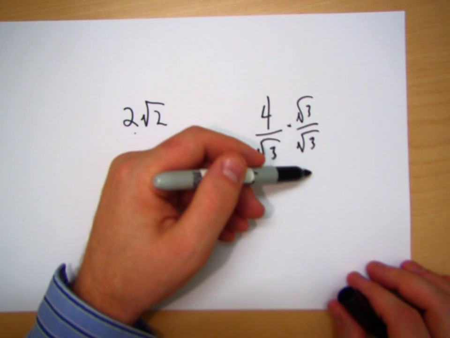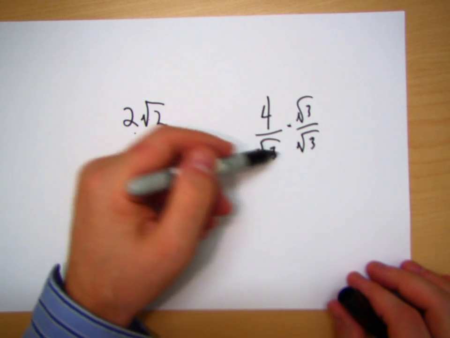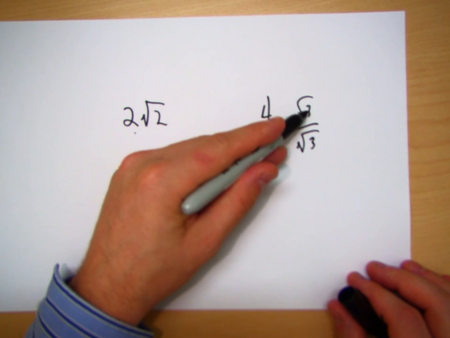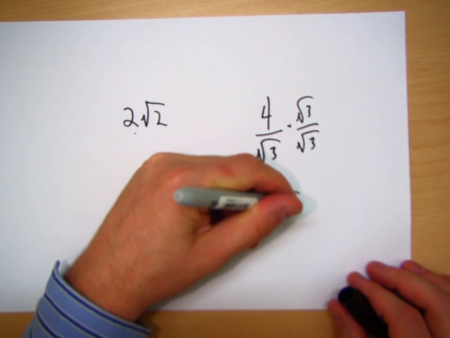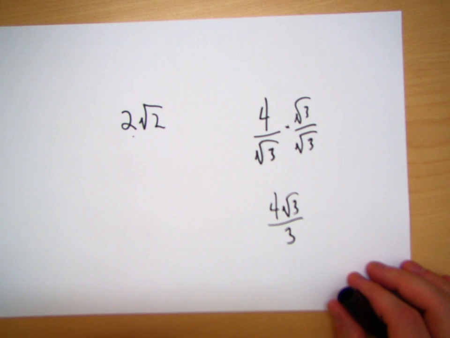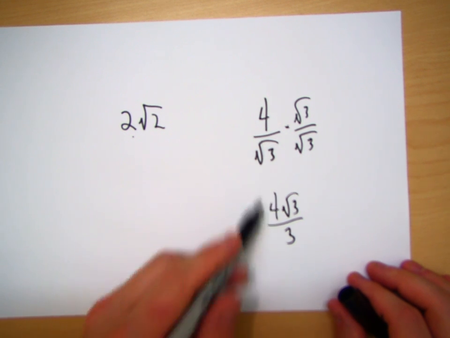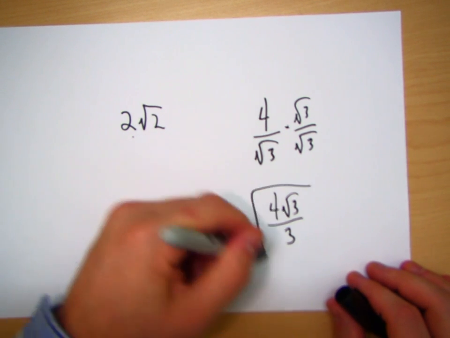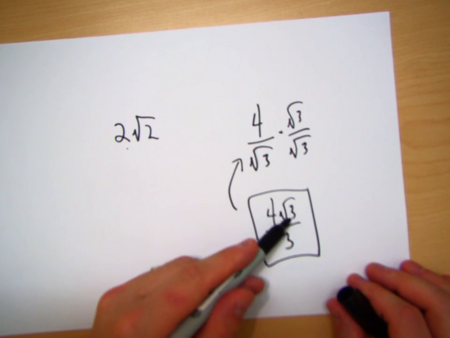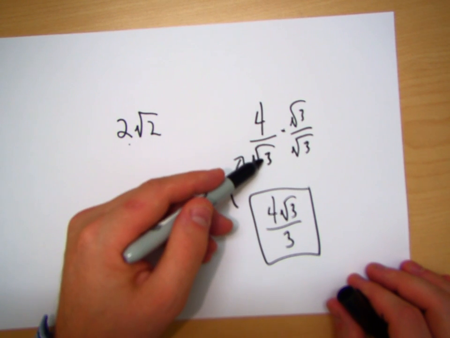The nice thing that happens here is it does get rid of the radical on the bottom, because what will happen is you'll get, well, 4 times root 3 is 4 root 3, and root 3 times root 3 is just 3. Okay, it's like root 3 squared, essentially, and you're going to get 3 back. So this is this number, okay, written differently. 4 root 3 over 3 is the same as 4 over root 3.